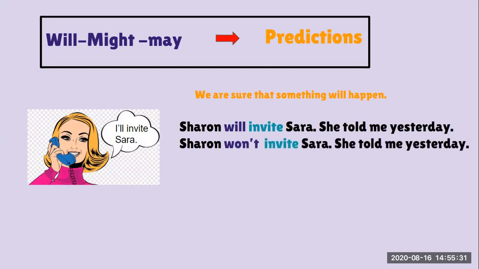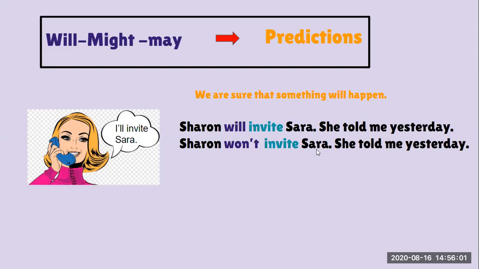And then we have the negative form. Sharon won't invite Sarah. She told me yesterday. Okay? So we are sure that she won't invite Sarah because she told me that she won't invite Sarah. Okay? We can use the complete form. We can use will not, or we can use the contracted form, won't. Sharon will not invite Sarah, or Sharon won't invite Sarah.